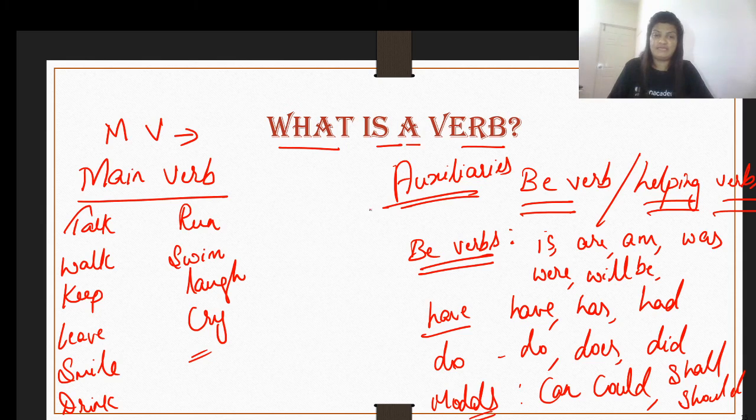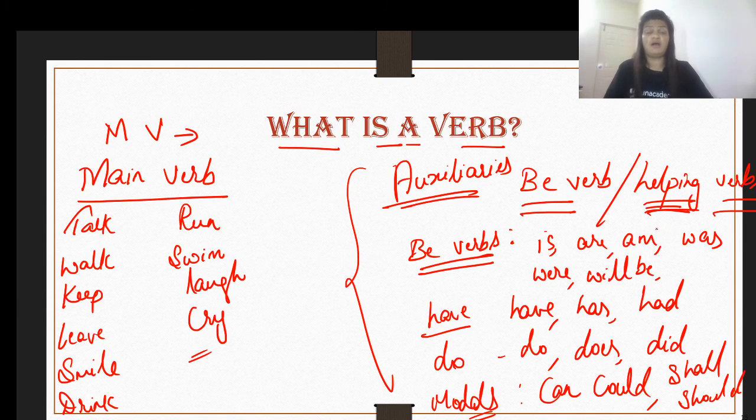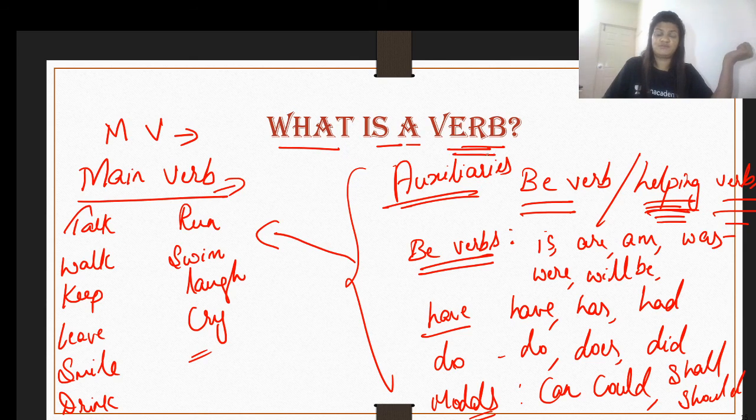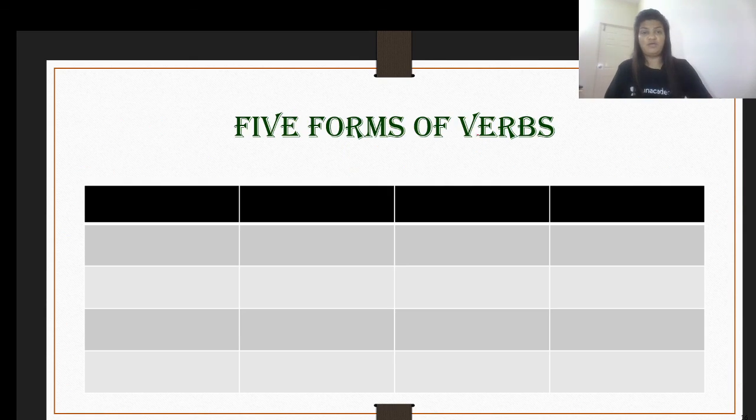All these auxiliaries, be verbs, have verbs, do verbs, modals, or helping verbs, are used in a statement to connect the subject with the main verb. That is why they are called helping verbs, because they help the subject connect with the main verb or other components of the statement to make sure that the statement is meaningful. These are the two types of verbs that we have. Moving on, the next is the 5 forms of verbs that we have.